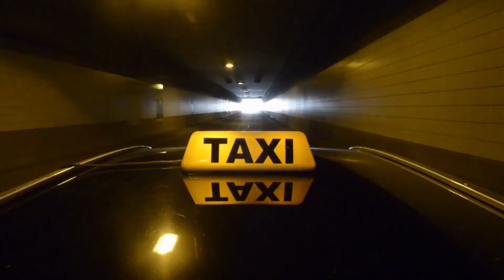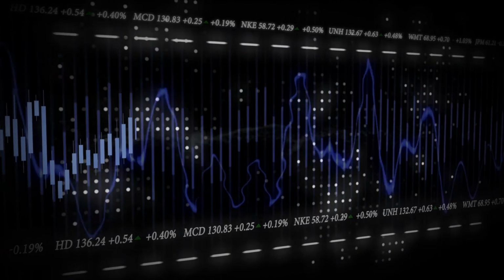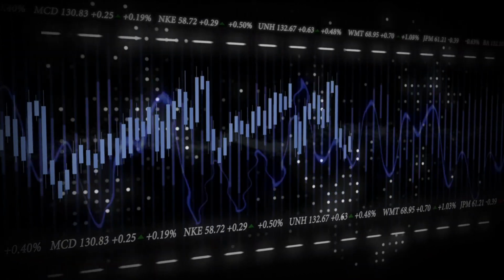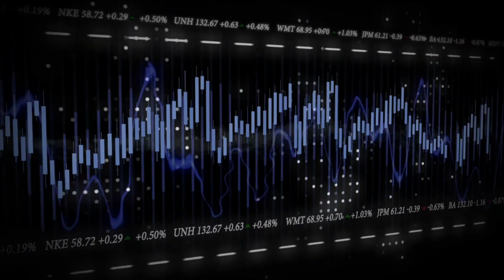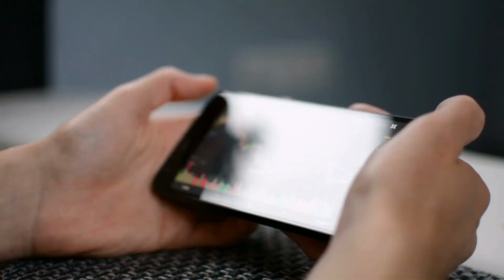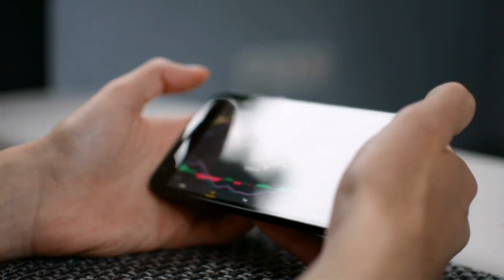Remember to take long signals when the MACD is above the zero line and prices are above the 200 EMA, and take short signals when the MACD is below the zero line and prices are below the 200 EMA.